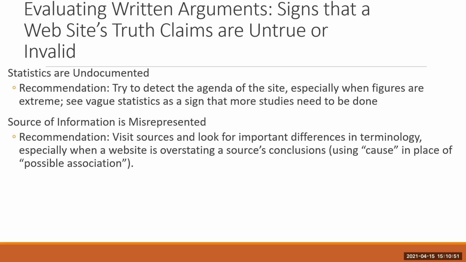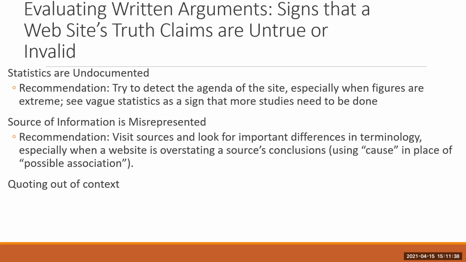Source of information is misrepresented. All right. So in this case, a website is presenting information in a way that misrepresents what the source is actually saying or the conclusions that the source is actually making. All right. It's slightly different because the next one is quoting out of context. So the difference between source of information being misrepresented and quoting out of context, which is also misrepresenting a source. In this first one, we're not necessarily talking about a quotation. We're talking about somebody's conclusions.